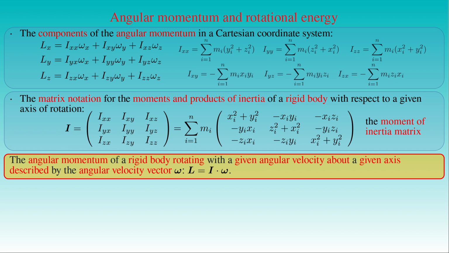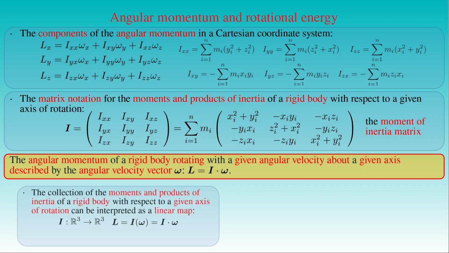Similar to the invariance properties of the dot and cross products of vectors with respect to coordinate transformations, it can be shown that the product of the moment of inertia matrix and the angular velocity vector transforms as a vector under coordinate transformations. If we select another coordinate system and determine the elements of the moment of inertia matrix I and the components of the angular velocity vector omega in the new coordinate system, then the components of the angular momentum L in the new coordinate system are given by the matrix vector product expanded in the new coordinate system.